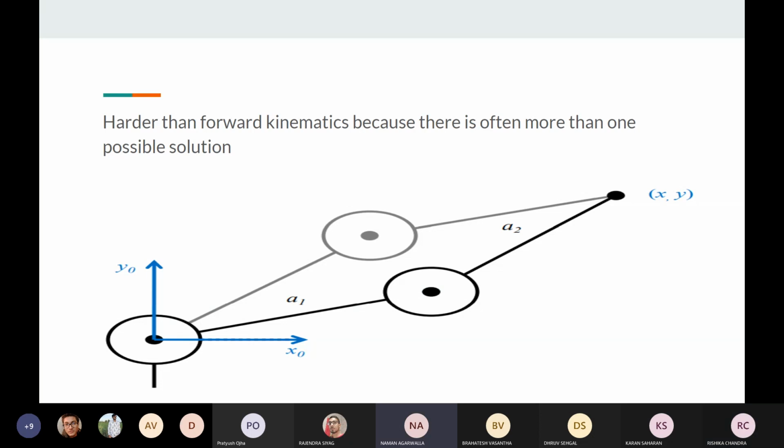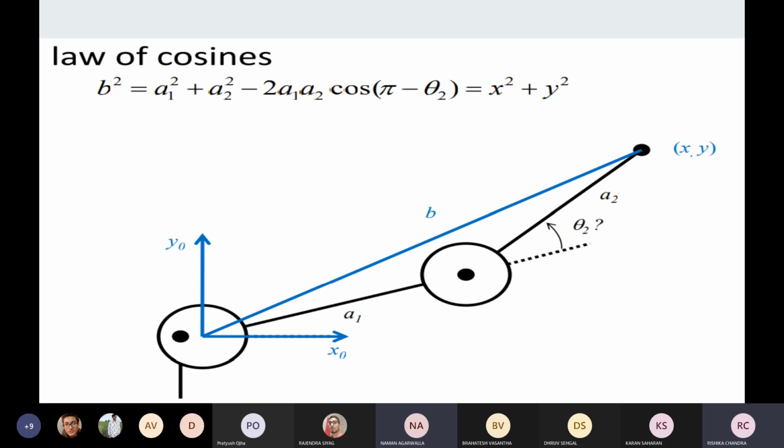Okay, next slide, please. These are a few laws that I don't think I need to explain. These are a few laws we use to calculate variables in inverse kinematics. The law of cosines is one, and we have also applied the Pythagoras theorem: x square plus y square is equal to b square. Using such simple laws, we can calculate joint variables. You may get more than one solution, and it depends on you to check the feasibility. Okay, next slide, please.